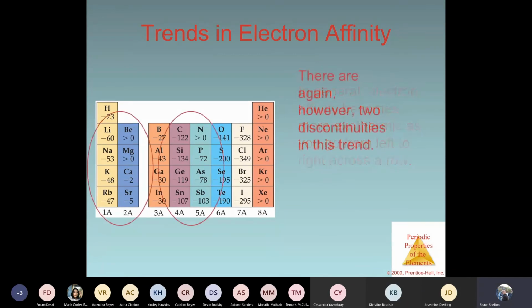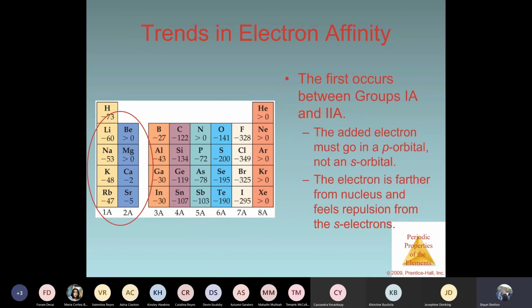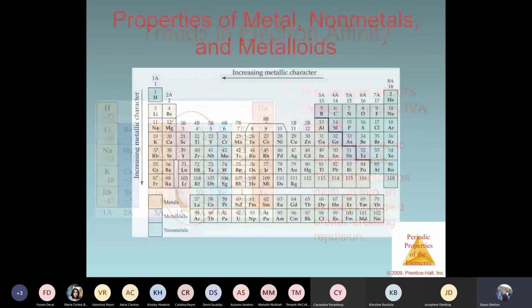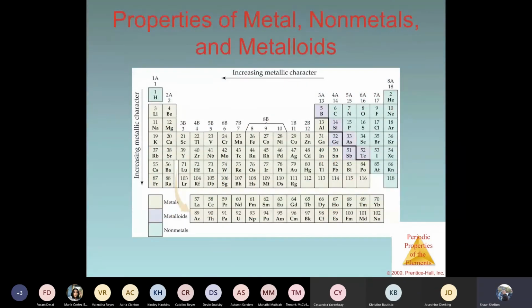Okay. Moving right along here. I'm not going to get into any discontinuities in this trend. I'm not going to worry about it. All I care about you understanding is that the smaller elements get the higher energy that's going to be released because they have higher affinity for electrons. So that's what I want you to get from this. Moving right along, we're done with that.